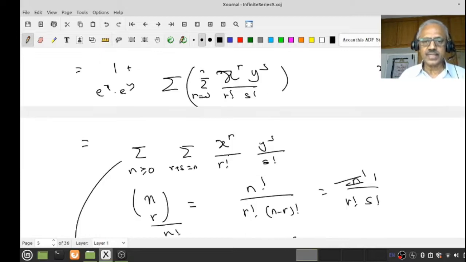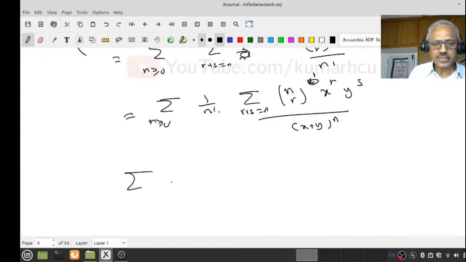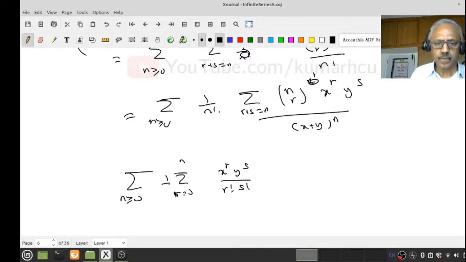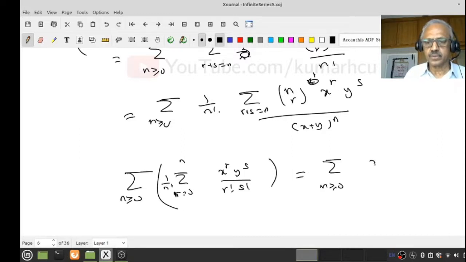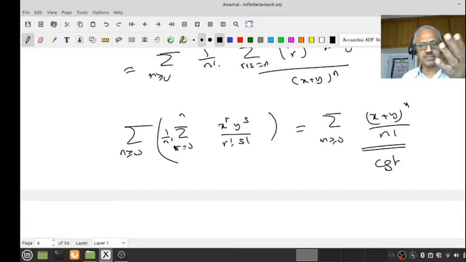With that, what I get is, with that definition, what I am getting is, this is my nth term. This is nothing other than the sum over n greater than or equal to 0 of (x plus y) whole power n by n factorial. And I know this is convergent. For any real number t, the infinite series t power n by n factorial, n greater than or equal to 0, is convergent. Therefore, this is convergent.